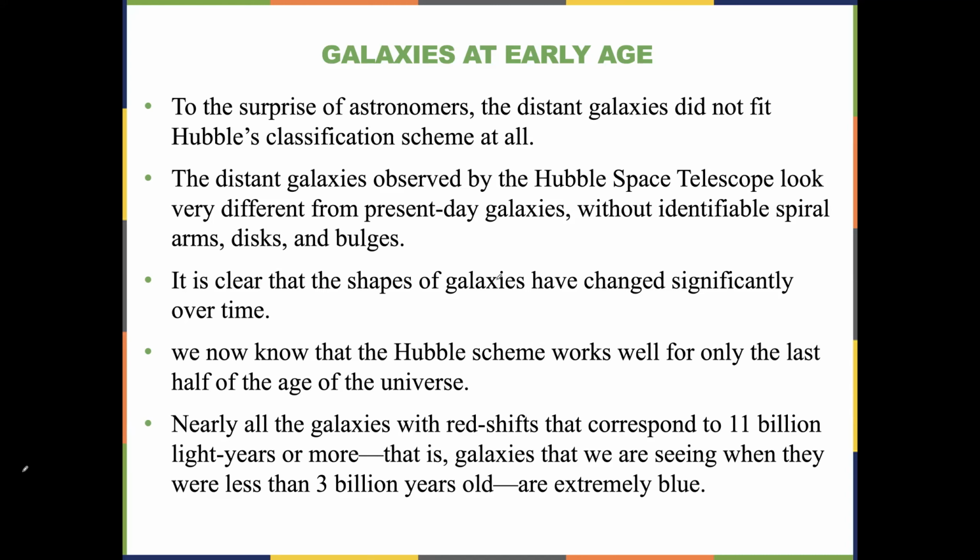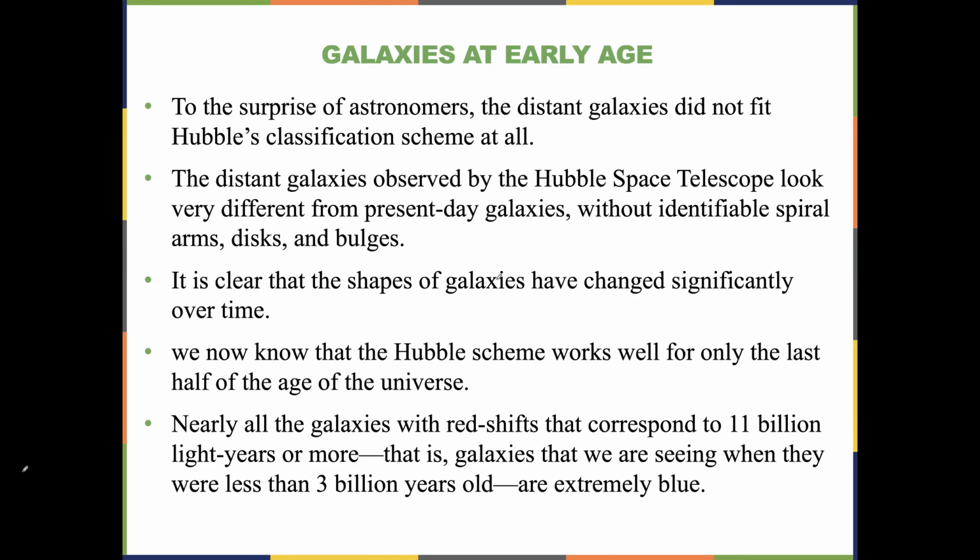This is okay up to a certain distance, but the problem is that when you look at galaxies so far away from us, around let's say 13 billion light years away, their shapes do not fit into the Hubble classification. They don't look like elliptical, spiral, or barred spiral, or anything like that. Their shape is completely different.